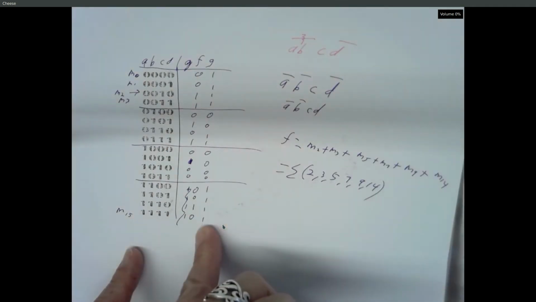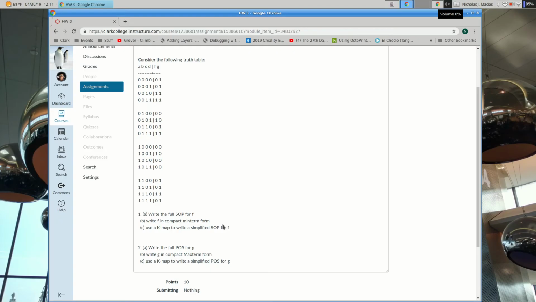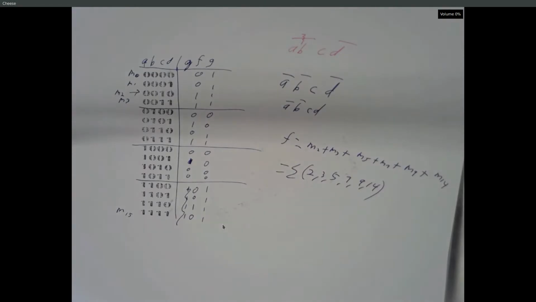Alright, so product of sums is a similar process. So we're doing product of sums for output G. And so write the full product of sums. Okay, product of sums, we always look at the zeros. Sum of products, we always look at the ones. So look at the zeros.